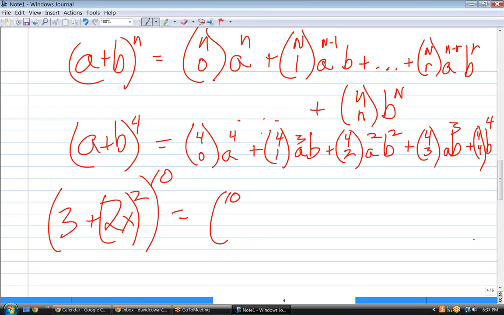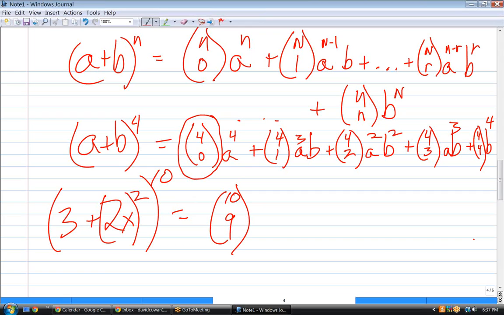Okay, so first of all, this is going to have 11 terms in it. Notice that when you take a plus b to the squared, you get 3 terms. When you take a plus b to the 4th, you get 5 terms. So if we take 3 plus 2x squared to the 10th, we're going to get 11 terms. So we want the 10th term. Well, that would be 9. Yes, 10 choose 9.